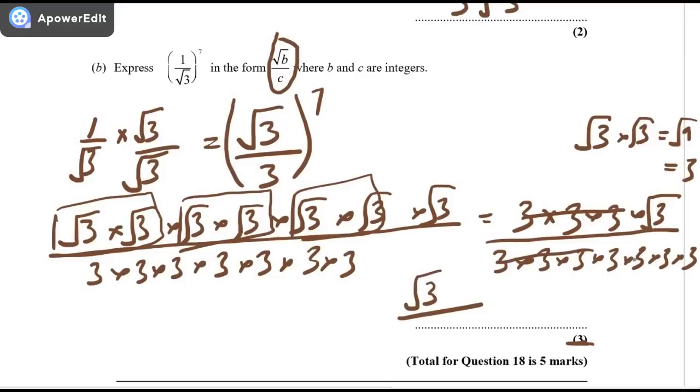We got 3 times 3 is 9. 9 times 3 is 27. 27 times 3 is going to be 81. So we got the answer, this one.